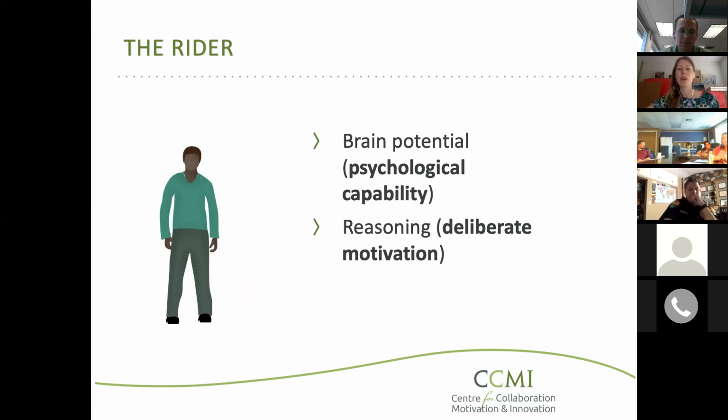So the rider needs to have the knowledge and thinking ability to work with the elephant. And this capability is necessary for the rider to be able to have the second, which is reasoning. And that means the ability to think about long-term goals and weigh information and consider alternatives that may result in a plan for a change of direction. So the rider's that rational side, that psychological capability, and deliberate motivation, so reasoning.